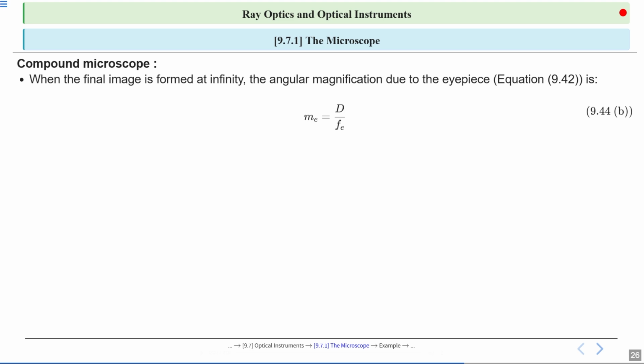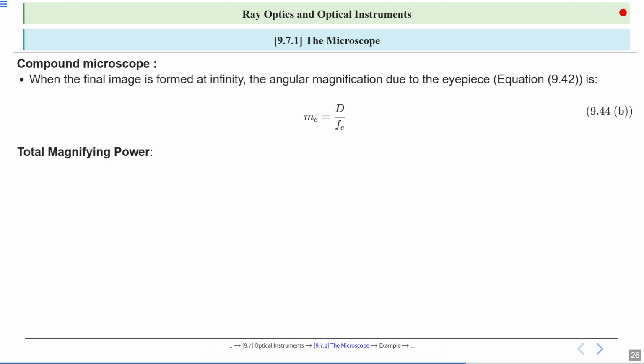So here's the formula for the angular magnification due to the eyepiece. ME equals D upon FE. In this equation, D represents the least distance of distinct vision, typically around 25 centimeters, and FE is the focal length of the eyepiece. This formula helps us calculate how much the eyepiece magnifies the image when the image is formed at infinity. So mark it as equation 9.44 B. Okay, so when the image is formed at infinity, what is the magnification formula for a simple microscope? That is M equal to D upon F. So for the eyepiece, magnification of the eyepiece will be equal to D upon FE.